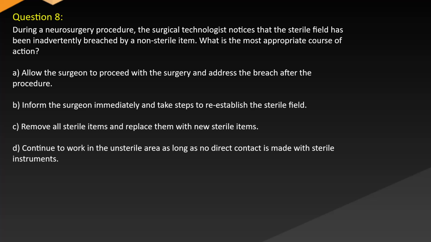Question 8. During a neurosurgery procedure, the surgical technologist notices that the sterile field has been inadvertently breached by a non-sterile item. What is the most appropriate course of action? A. Allow the surgeon to proceed with the surgery and address the breach after the procedure. B. Inform the surgeon immediately and take steps to re-establish the sterile field. C. Remove all sterile items and replace them with new sterile items. D. Continue to work in the unsterile area as long as no direct contact is made with sterile instruments.